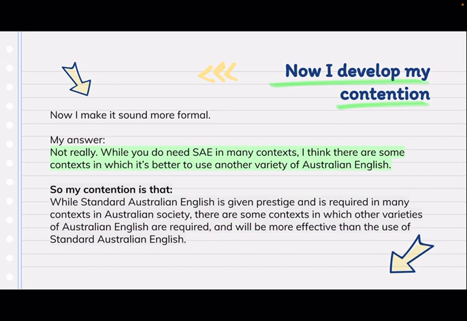Okay, so this is more formal because I've taken out the pronouns. I've taken out I. I've taken out think as well. I'm just making statements. And I also am using the language of the essay prompt itself. So I'm using standard Australian English, I'm using prestige, I'm using contexts. These are all words that I've taken from either the prompt or from the stimulus.